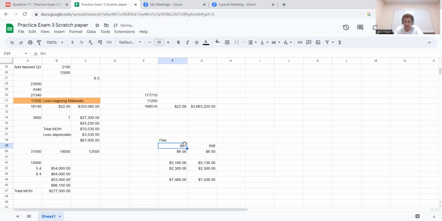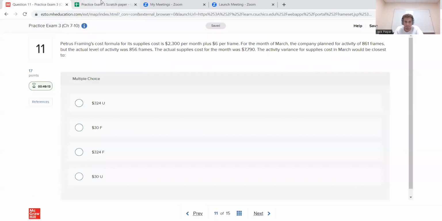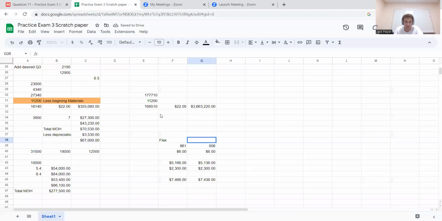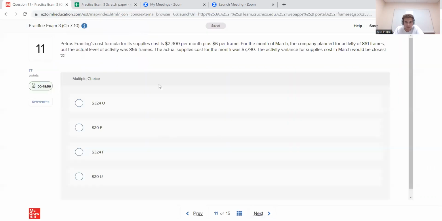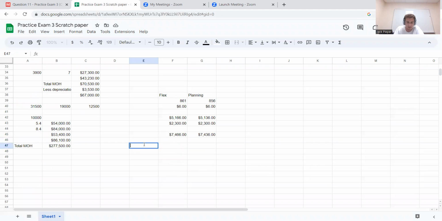right? Because the flex budget is the actual amount of hours times the cost sheet. And then this will be our planning. Okay. So we planned the 856 hours, actually the 861. Okay. So this is concerning supplies cost, right?